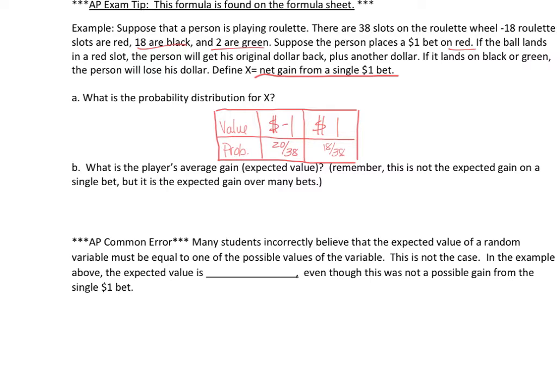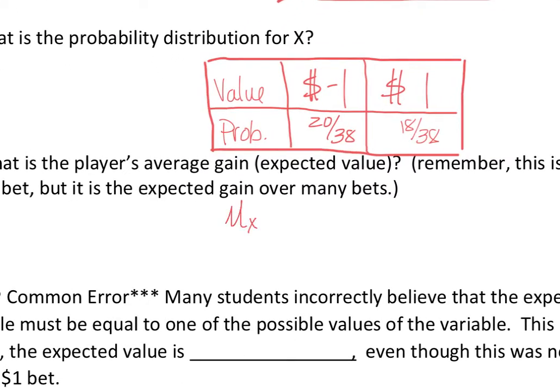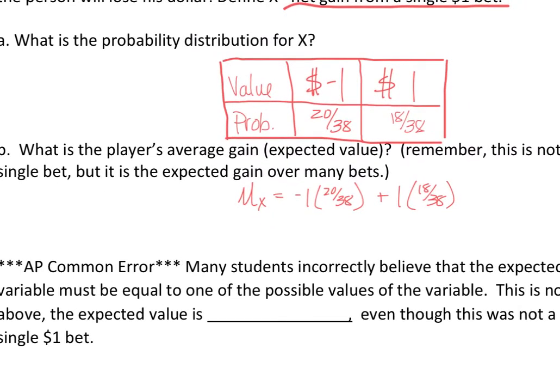Remember, this is not the expected value gain on a single bet, but the expected value over many, many, many bets. All right, so we'll take the mean of X, and let's take negative $1 times its weighted probability of 20 over 38, and add that to our other gain of $1 times 18 over 38. And there we go. We'll plug this into our calculator, and I'm getting about negative 0.05. So, guys, we are expected to lose 5 cents every single time we play this game.